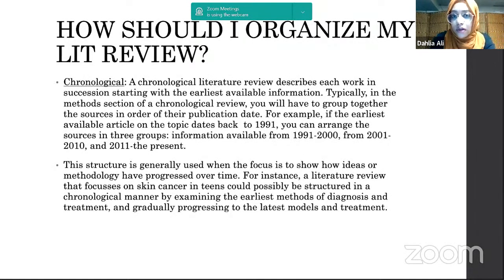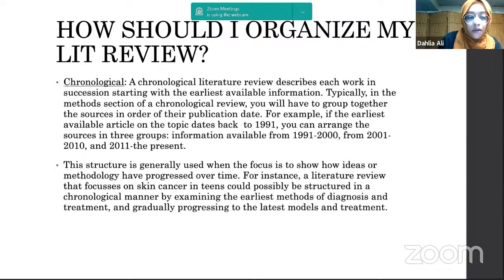All right. How should we order or organize our literature review? It could be organized chronologically, by describing each work in succession, starting with the earliest available information. You will have a group of studies and publications. For example, the earliest available article on the topic dates from 1991 until, for example, 2011. So you start from that time to the present, or the latest data or study.